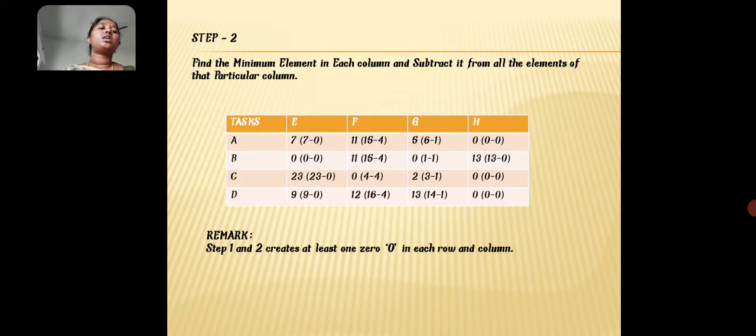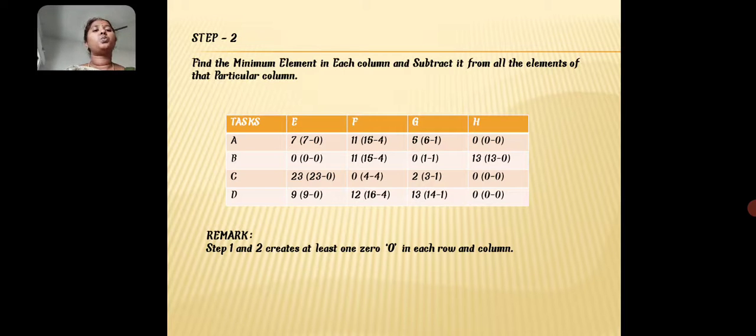From the third column, we have the minimum element 1. So 6 minus 1 is equal to 5, 1 minus 1 is equal to 0, 3 minus 1 is equal to 2, 14 minus 1 is equal to 13. From the last column, we have the minimum element 0. So 0 minus 0 is equal to 0, 13 minus 0 is equal to 13, 0 minus 0 is equal to 0, again 0 minus 0 is equal to 0.